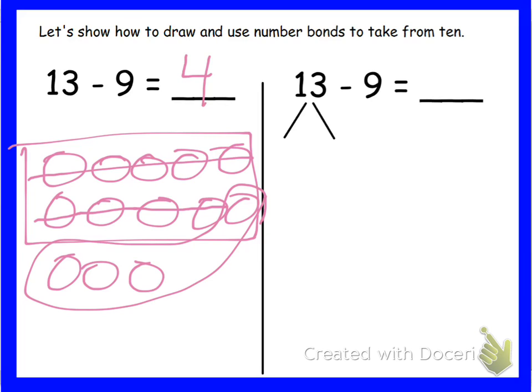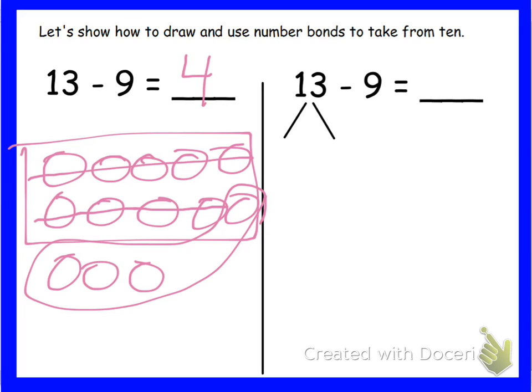So you drew the bigger number, which was 13. Boxed in the 10. So there was 10 in the box, 3 outside the box. Then we took away 9. Well, we're taking 9 away from what's inside of the box, because what's outside the box was only 3. That wouldn't be enough to take away. So we just used what was inside the box.